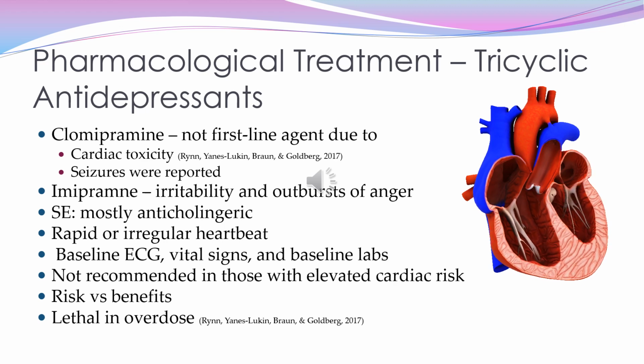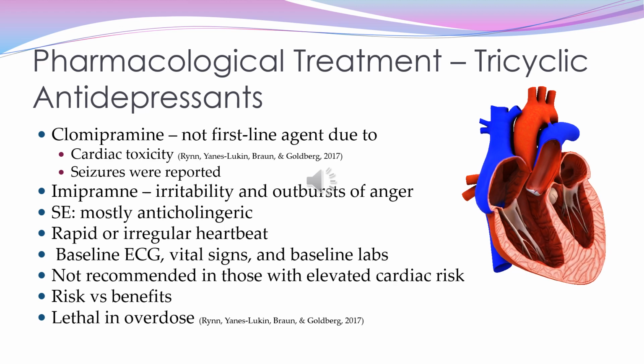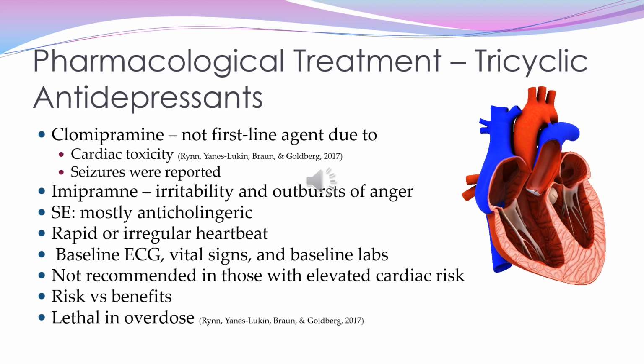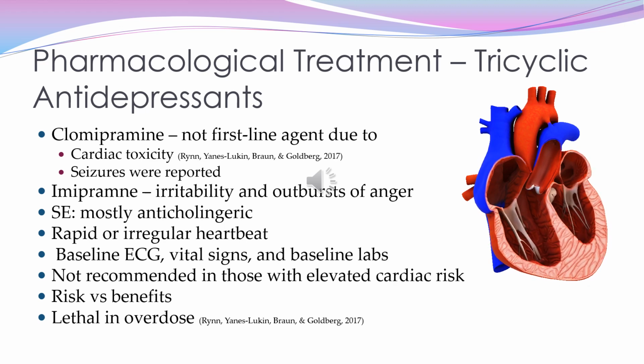The two tricyclics most often studied for the treatment of anxiety disorder in children and adolescents are clomipramine and imipramine. Clomipramine is not recommended as a first-line agent due to its association with cardiac toxicity. The FDA states seizures were reported during pre-market evaluation of clomipramine. Caution should be exercised when used in patients with a history of seizures. Irritability and outbursts of anger were common adverse effects of imipramine reported in studies when used in children and adolescents.